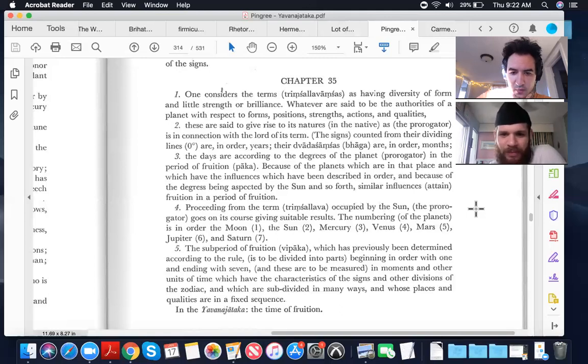And these are to be measured in moments and other units of time which have the characteristics of the signs and other divisions of the zodiac, and which are subdivided in many ways, and those whose places and qualities are in fixed sequence. So I think that's what he means.